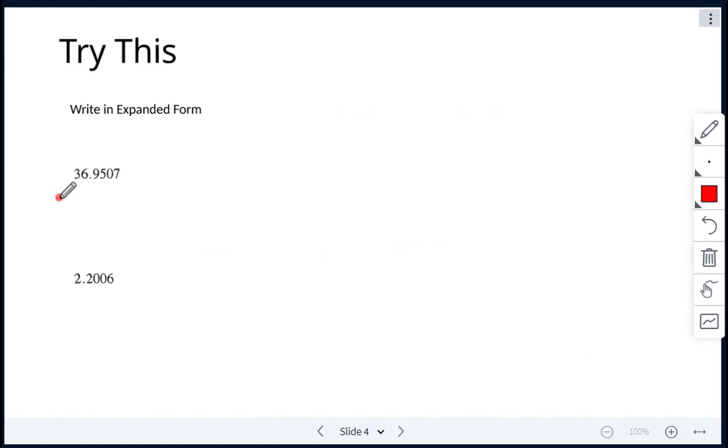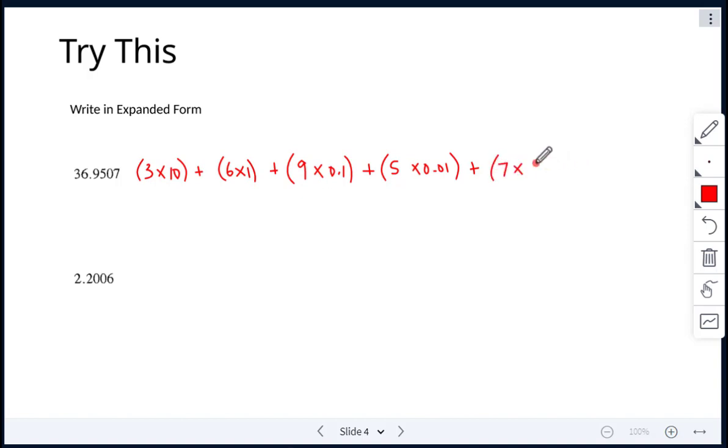All right, so let's go over this first one. So we have 3 in the tens position, plus we have 6 in the ones position, and then we have 9. I'll do it in decimal form. So we have 9 in the tenths position, and we have 5 in the hundredths position. And we don't have to show the 0. We can just go on to the 7, and 7 is in the 10,000ths position.